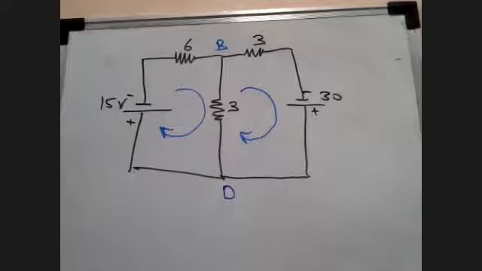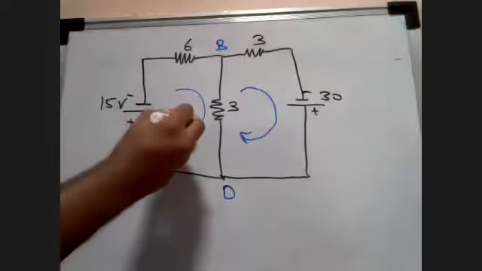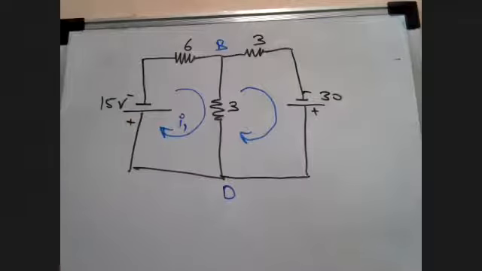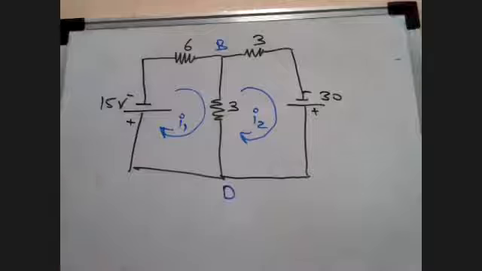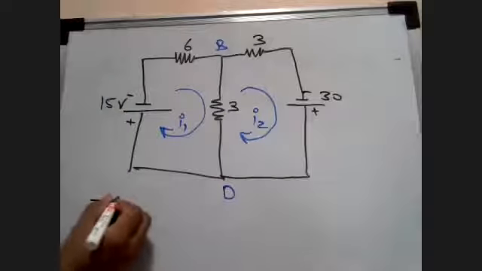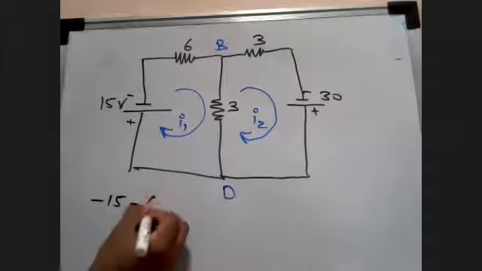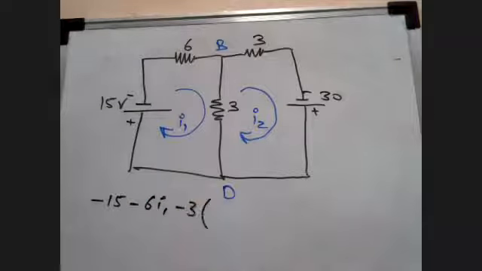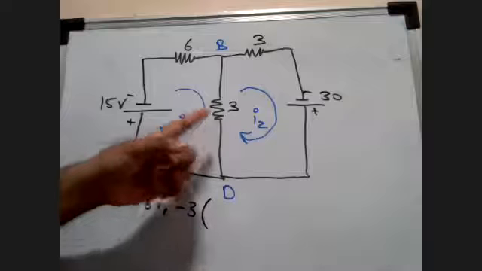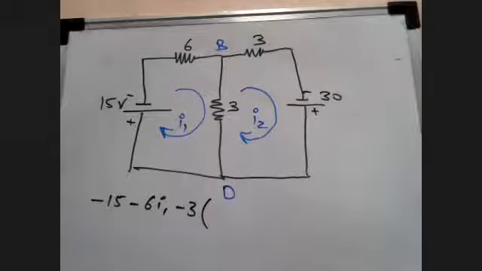Now, if we are taking loop number 1 over here, let's say that the current passing through this is I1 and the current passing through this is I2. What will be my equation for the first loop? Can I say it is going to be minus 15 minus 6 times I1 minus 3. Here what will it come? Will it come I1 or I1 minus I2? It will come I1 minus I2. Has everyone understood this? Why I1 minus I2?